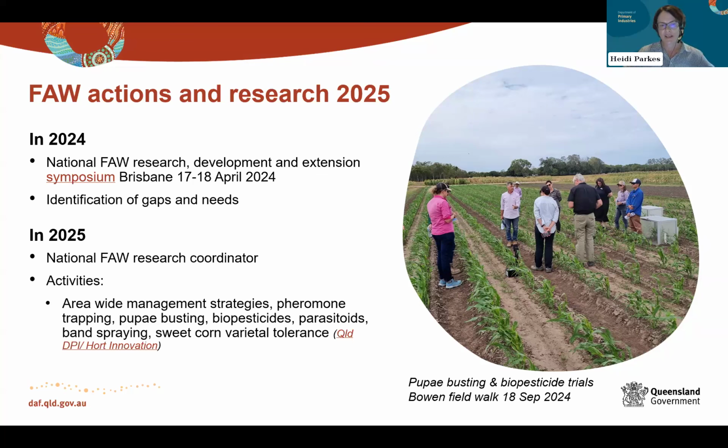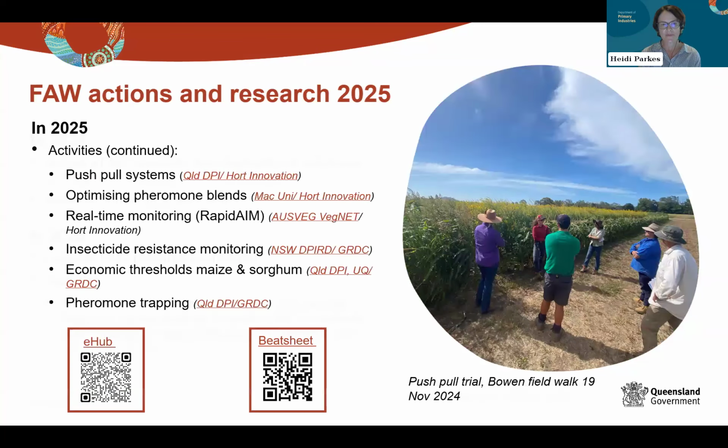So, for example, in our National Fall Armyworm Extension Project, we're carrying out demonstration trials in the Bowen Burdekin and Lockyer Valley regions, including on things like pupae busting, biopesticides and sweet corn varietal tolerance. Next slide, please. So this last slide shows other key industry investments that are underway. Some I've already mentioned, and in the interest of time, I won't go through them.